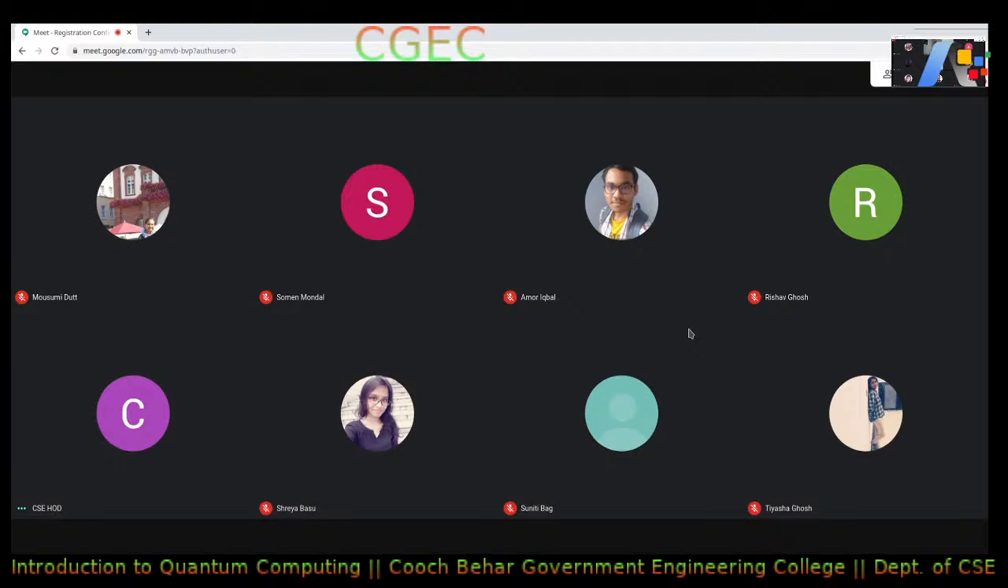Now, Cooch Behar Government Engineering College is a new entrant in the field of technical education in West Bengal. It started its journey in 2016 under the Director of Technical Education, Higher Education Department, Government of West Bengal. It has 5 departments for BTech courses: Computer Science, Electronics and Communication, Electrical, Civil and Mechanical Engineering. Within 4 years, it has come to the limelight of technical education in West Bengal.